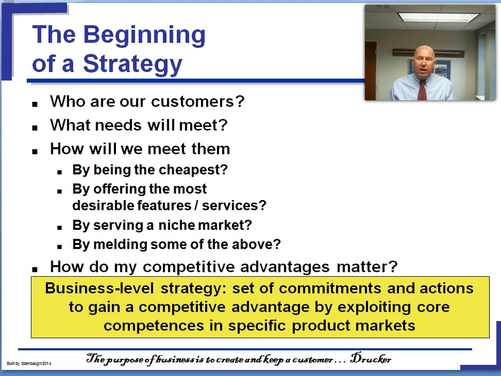And as we do that, how do my core competencies as a company factor into that decision? I pulled out from another textbook their definition of a business level strategy because I think it's better. And I'll just read it. I have to look down at the screen to read it. It's the set of commitments and actions. Okay, so you get that decisions, actions thing. To gain a competitive advantage, that would be to generate superior returns by exploiting core competencies.